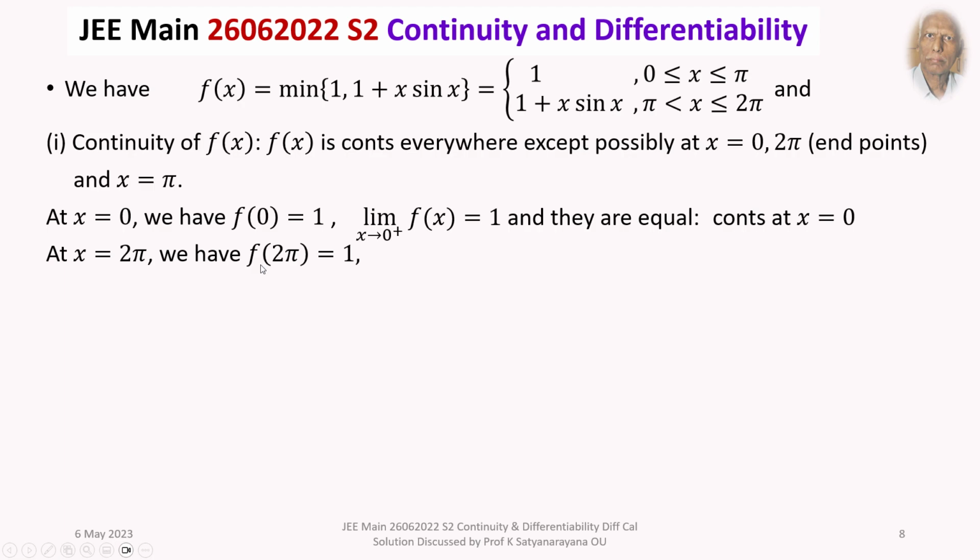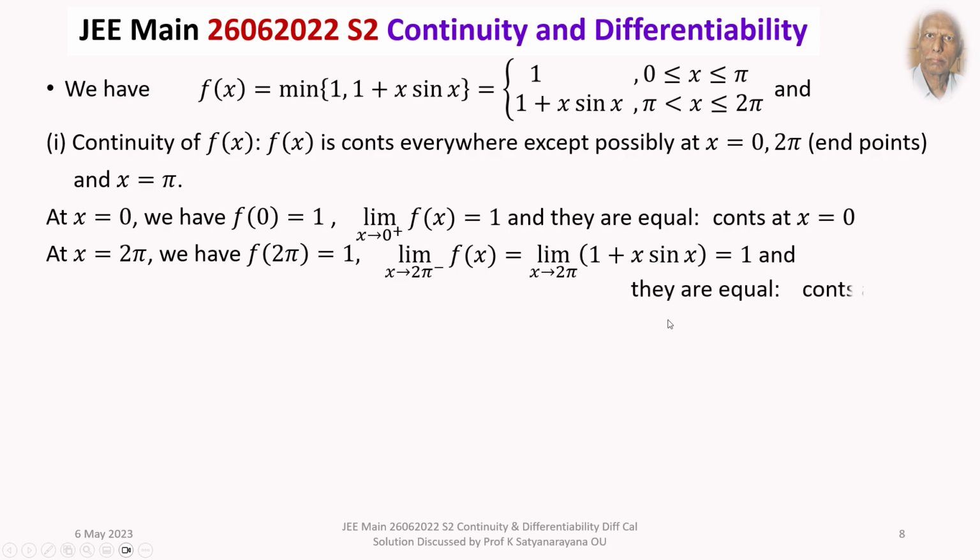We have the value of f at 2 pi. Substitute here, you will get 1. And the limit as x tends to 2 pi minus, the left hand limit, x tending to 2 pi from the left. So it will be the limit as x tends to 2 pi. For this interval, the function is 1 plus x sin x. As x tends to 2 pi, 1 plus x sin x is 1. And they are equal. And it is continuous at x is equal to 2 pi. So at endpoints, continuity is achieved.